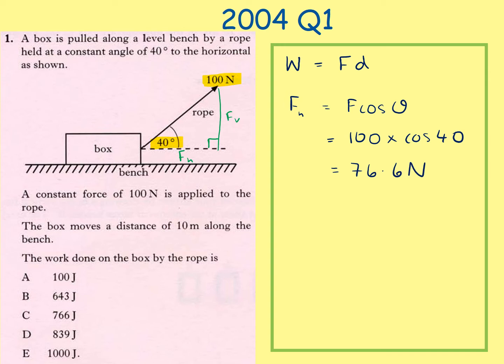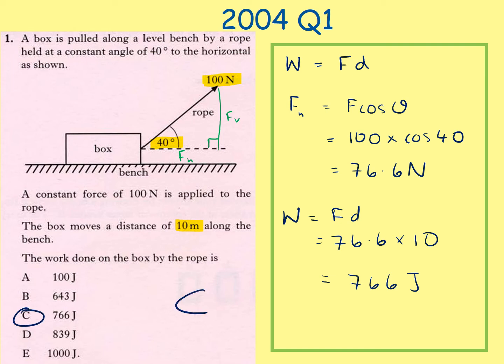Now we can work out the work done, which is the force multiplied by the distance. So we're doing 76.6, which is what we just worked out, multiplied by the distance. That's given in the question just there. That's 10 meters. So our final answer is going to be 766 joules, because remember, work done is energy. So our final answer there is C.